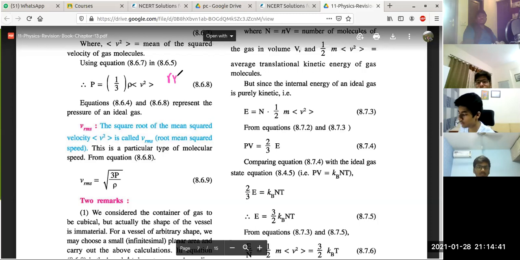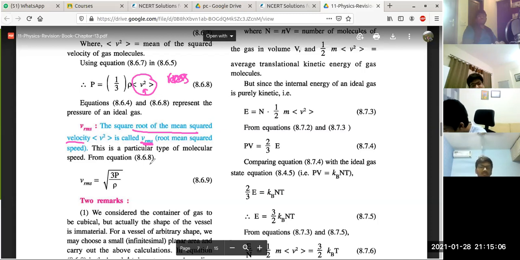It is called RMS, VRMS. This was the square and then the mean, so this was the mean of square, and if you take a root of that, it is called the root of mean square. The root of mean squared velocity is called VRMS. So if you take a root of that, you'll get 3p by rho, and then if you take a root, you'll get VRMS. Understood, everyone? VRMS is the root of 3p by rho.